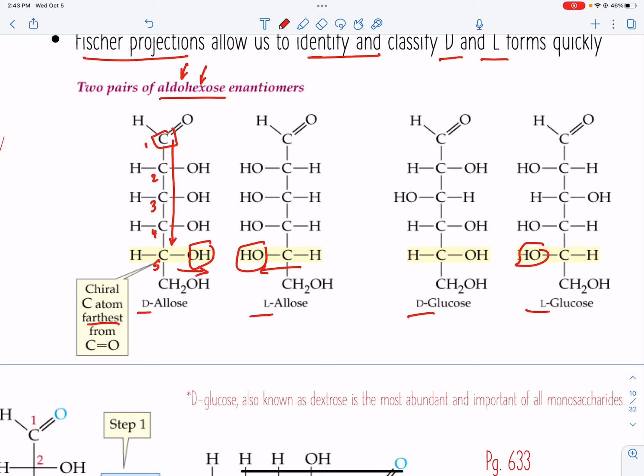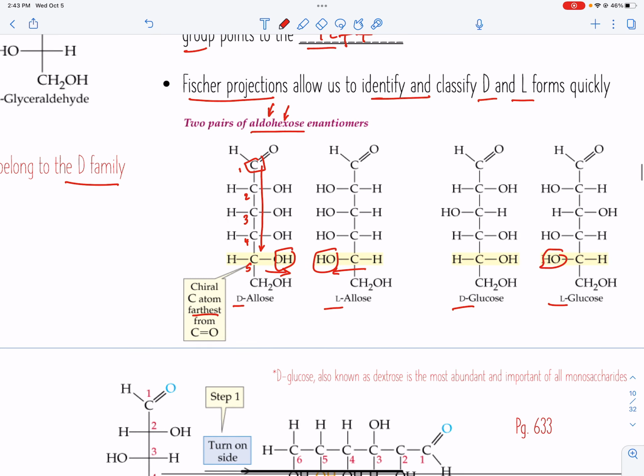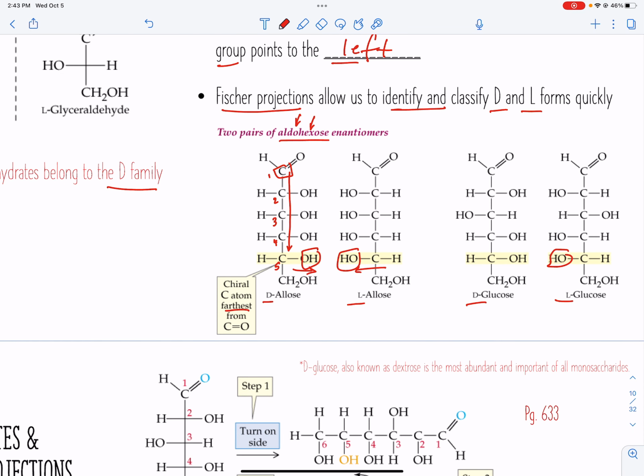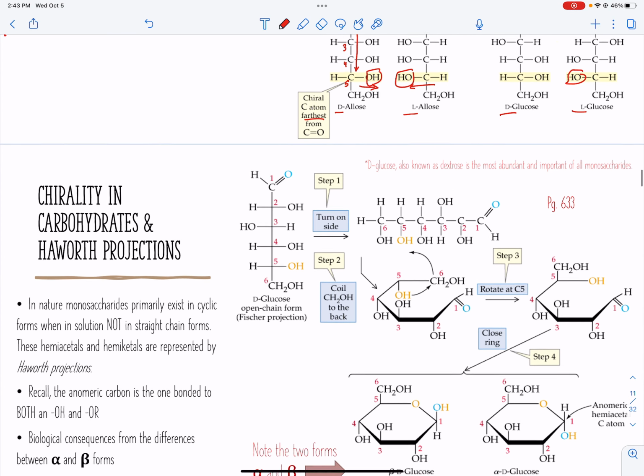So again, Fisher projections. You may have to look at Fisher projections on the exam. I'm not going to ask you to draw any, but they allow us to quickly differentiate if something is D or L. And the ones that are biologically relevant to us are the D sugars. All right, we're going to keep going.